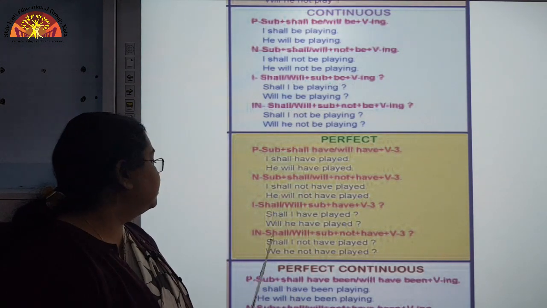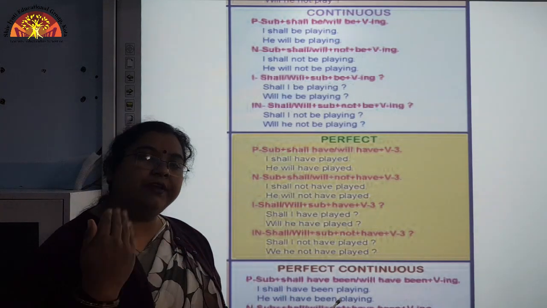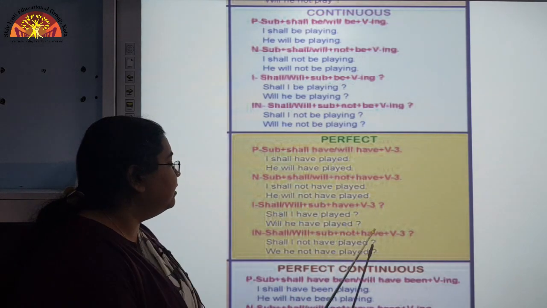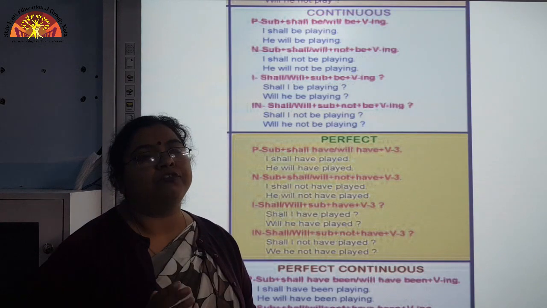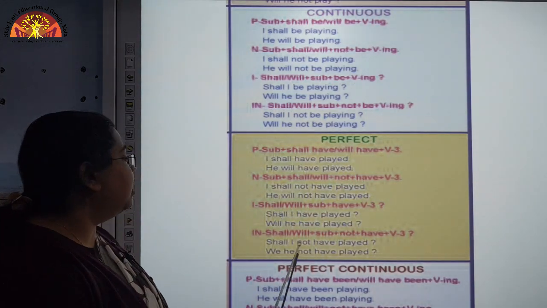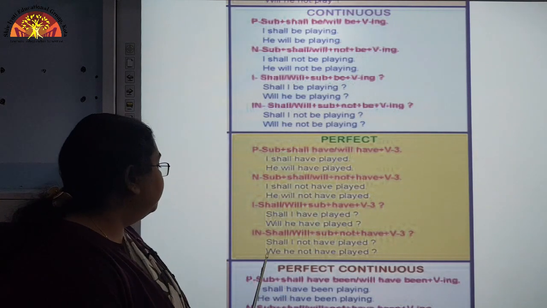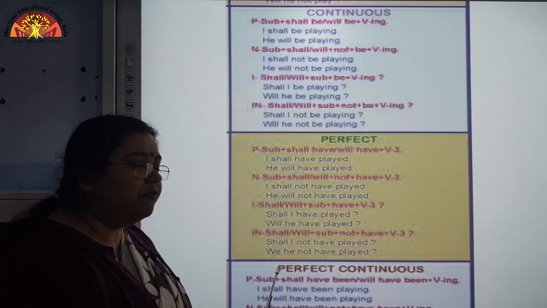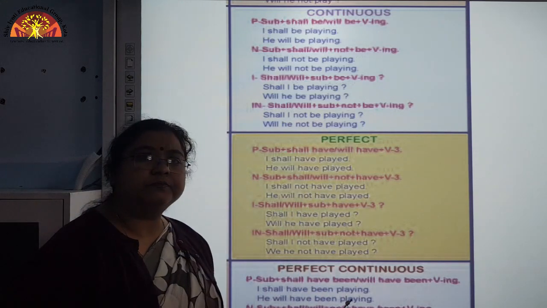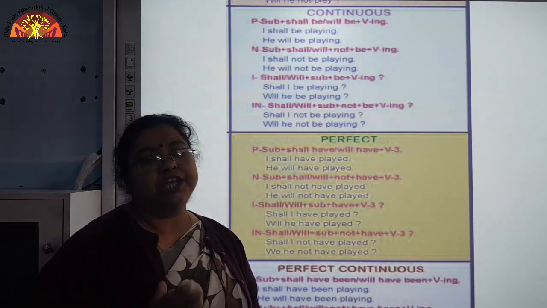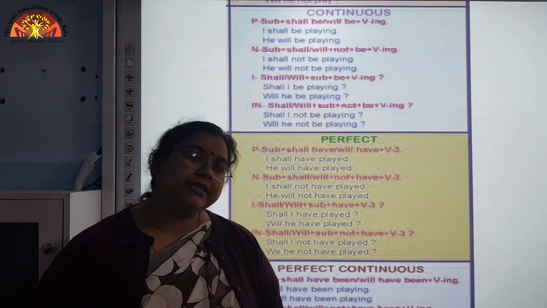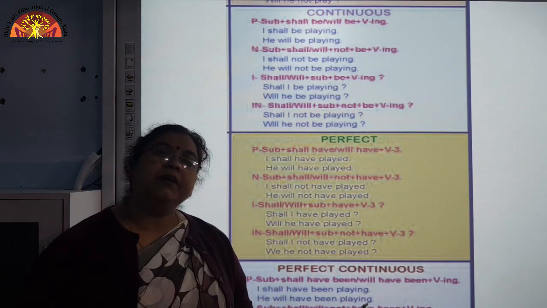Now, interrogative negative sentence. Again we will bring the shall or will first, then the subject, and then it will be followed by not, and then have, and finally the third form of the verb. So, shall I not have played? There is a misprint here. Will he not have played? So, will she not have written the letter by tomorrow? Like this. So, in this manner we frame the interrogative negative sentence.